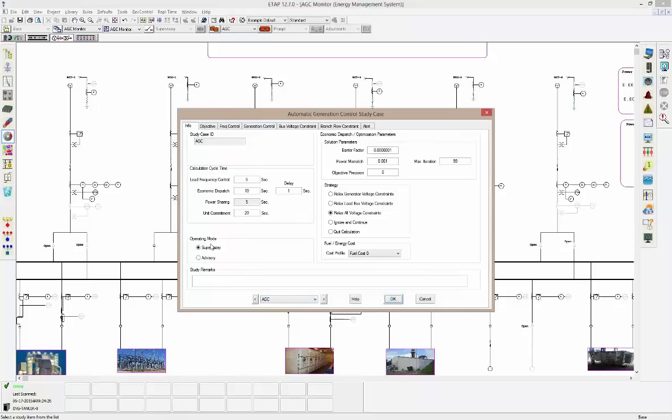the system. So for those of you who've used EType before will recognize the concept of a study case, and it allows for maximum flexible control over how the program is solving various optimization objectives. So here we are actually looking at the study case. We have different calculation cycle times. So as I mentioned earlier, the frequency control, economic dispatch, power sharing between generators, as well as the ability to start and stop.